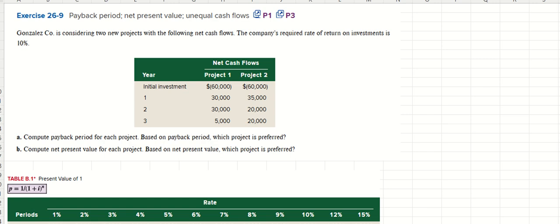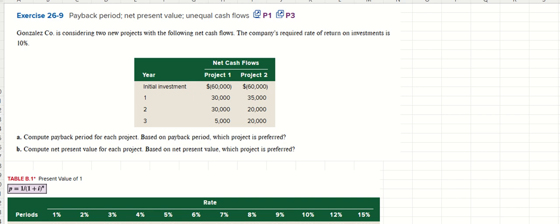Chapter 26, practice problem number 3. For this exercise, we are to compute the payback period for each project and also the net present value on the unequal cash flows for each project. And we have to determine, based on the payback period that's computed and also the net present value that's calculated, which project is preferred to take on by the company.